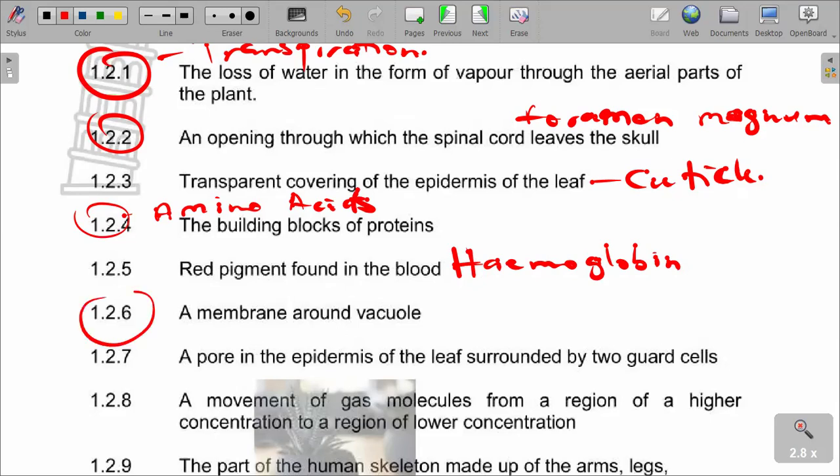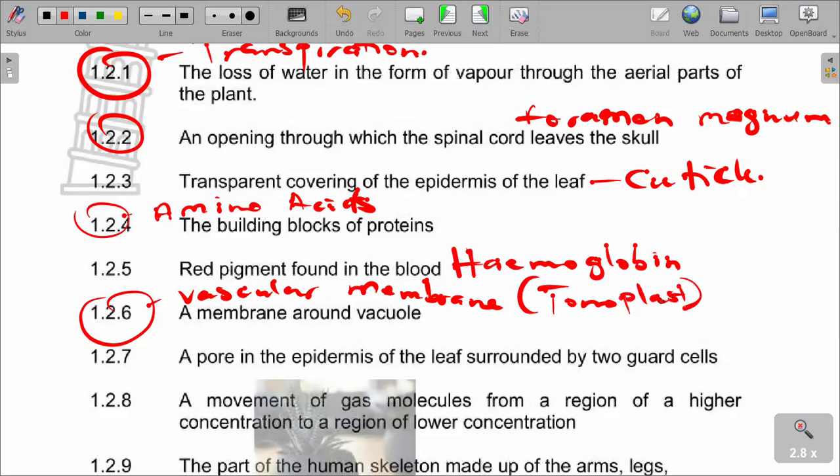A membrane around the vacuole is called the vacuolar membrane. Others call it the tonoplast.